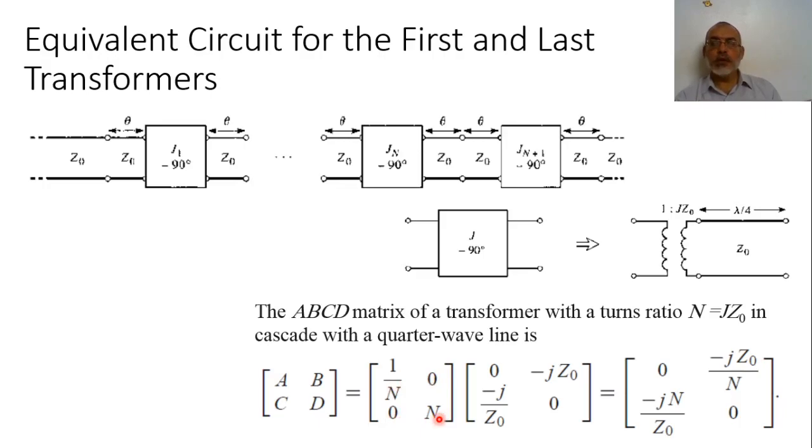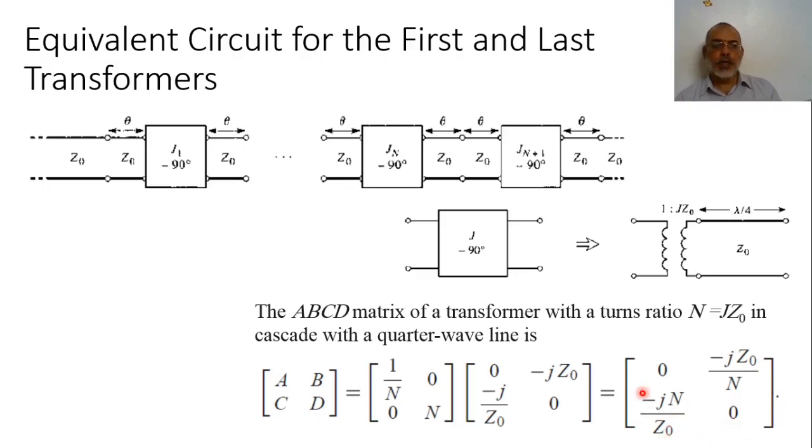On the other hand, the ABCD of the lambda by 4 transmission line section is [0 -jZ0; -j/Z0 0]. By multiplying the ABCD of the transformer by the ABCD of the transmission line section, we can obtain the ABCD of the transformer connected to the transmission line section of lambda by 4. So the ABCD of this section is [0 -jZ0/N; -jN/Z0 0].